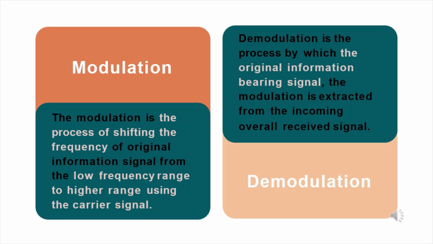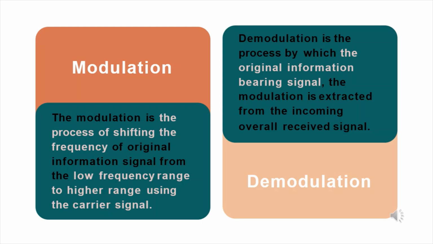Modulation is used to impress the information on the carrier wave, which is used to carry the information to another location or its receiver. Modulation is the process of shifting the frequency of the original information signal from the low frequency range to a higher frequency range using the carrier signal.